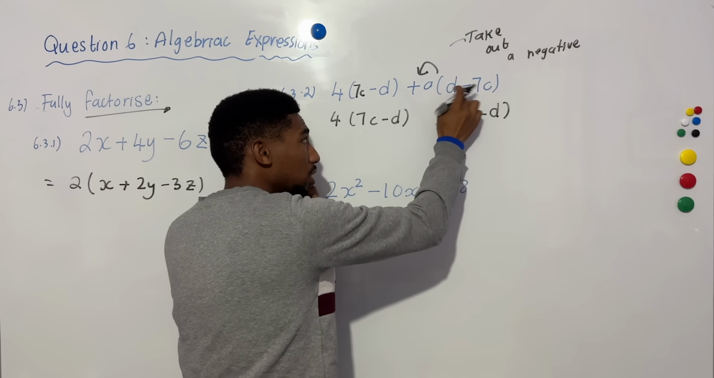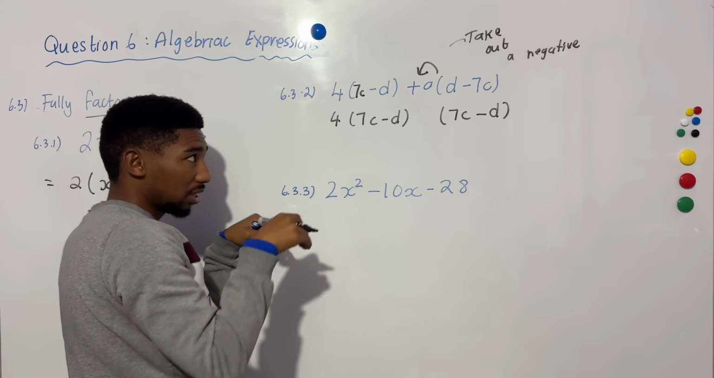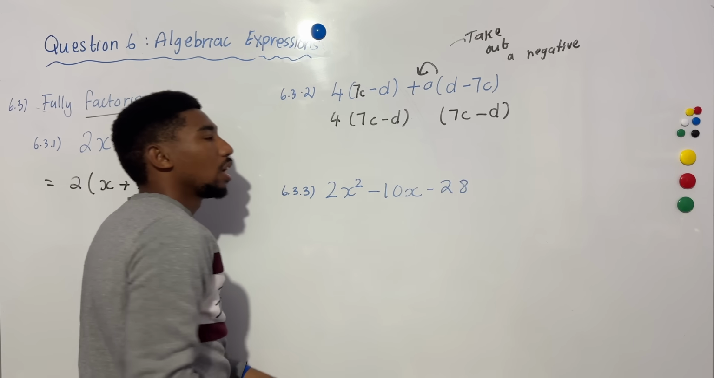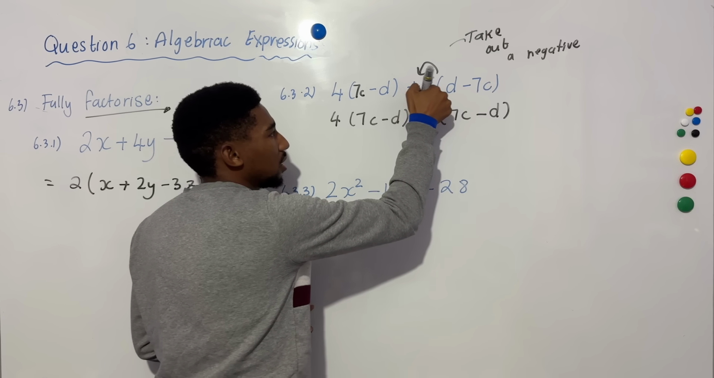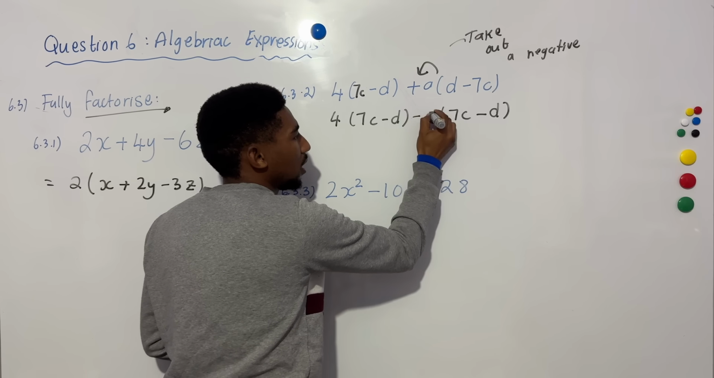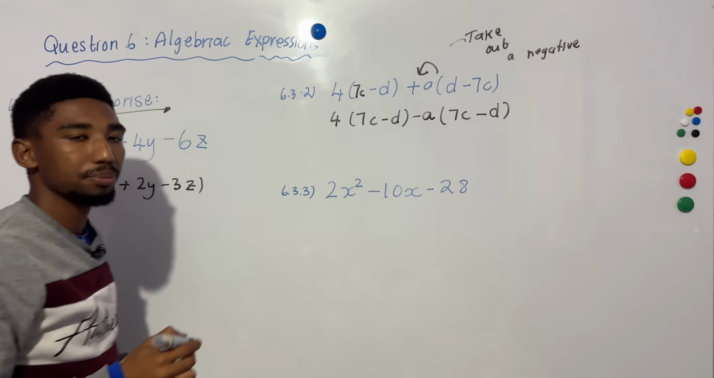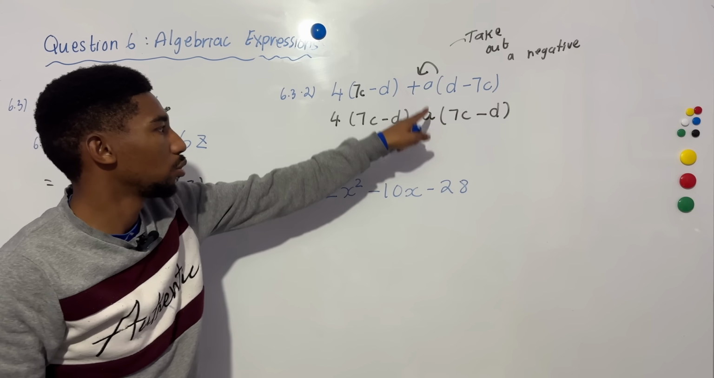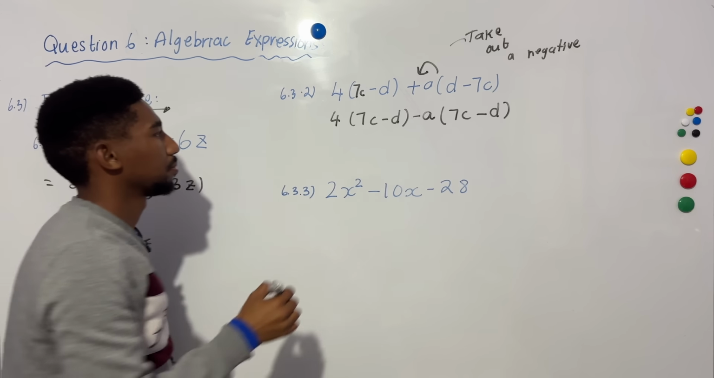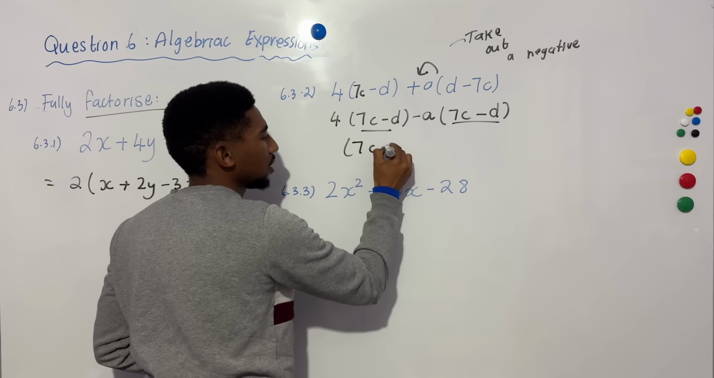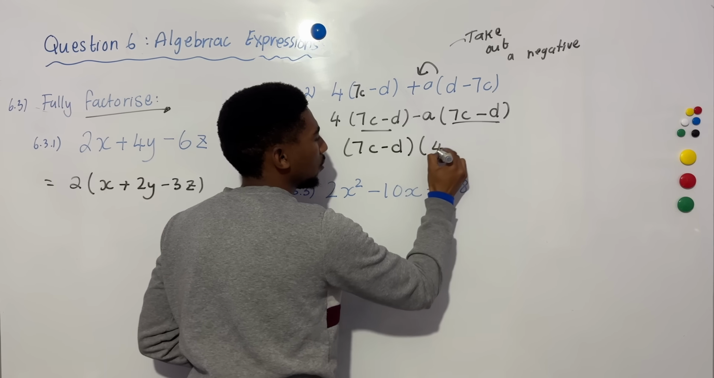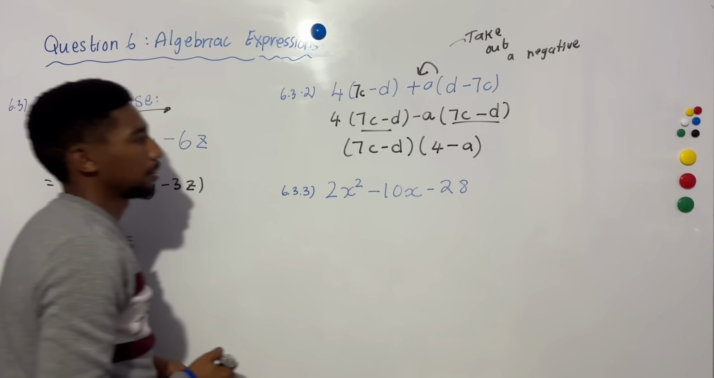And if I do change these signs, remember firstly, I must change both. And then secondly, because I changed the sign, something else must be affected. The a outside will become negative. If this was negative, it would have become positive. Now that I have common brackets, I just simply put 7c minus d brackets 4 minus a.